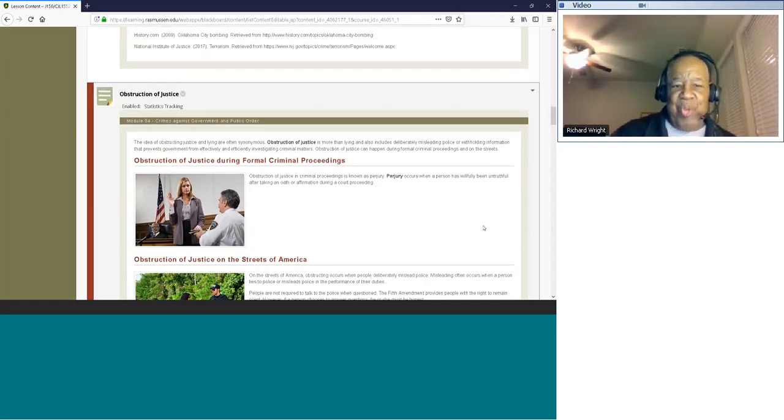So now let's talk about obstruction of justice. Now, the term itself is self-explanatory. It means you're obstructing the law. It means you're trying to circumvent the law. And it's not just lying, but it includes purposely misleading the police or withholding evidence that prevents government from effectively investigating criminal matters. Obstruction of justice can happen in many criminal proceedings.